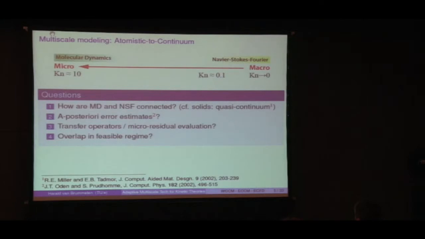But now a few fundamental questions occur. If you want to do this based on a posteriori error estimates, then the first thing that you need to answer is how are these models actually connected? How is molecular dynamics connected to the Navier-Stokes system? For solids, I think you could revert to something like quasi-continuum to connect the molecular model to a continuum model, but for fluids it's really not so clear.